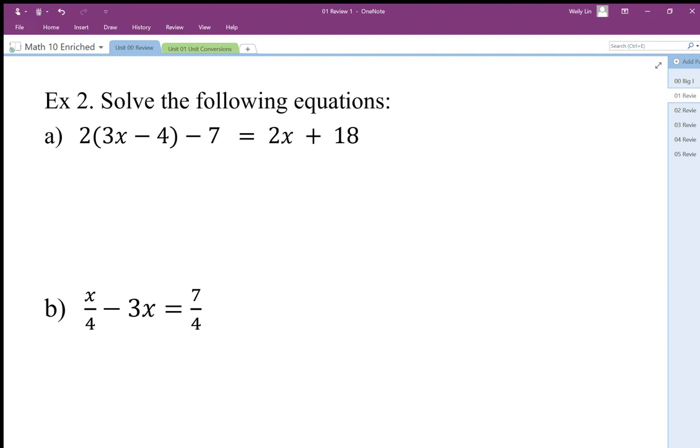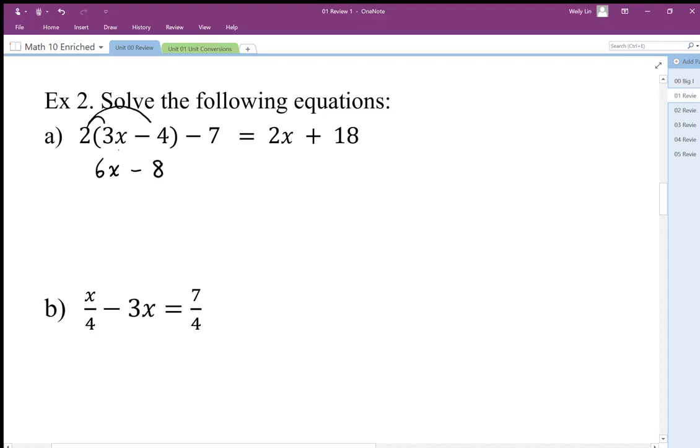Okay, solving equations. We want to basically undo these calculations and solve for x. Now, before we can undo things, we really need to know exactly how many things we're dealing with here. So one good idea is to get rid of these brackets first. Okay, so I'm going to distribute here and get rid of those brackets.